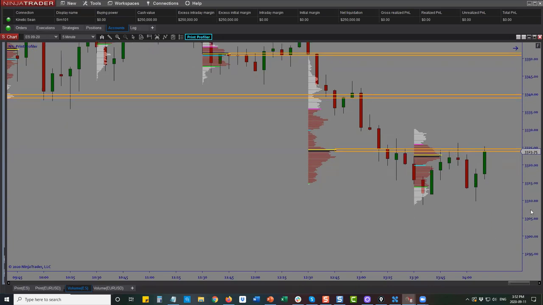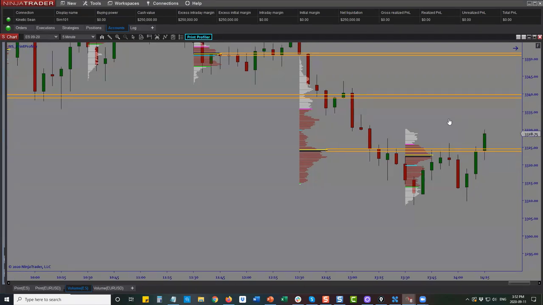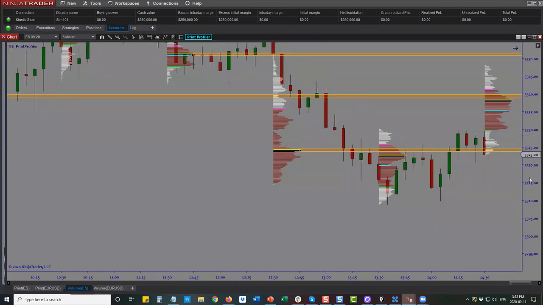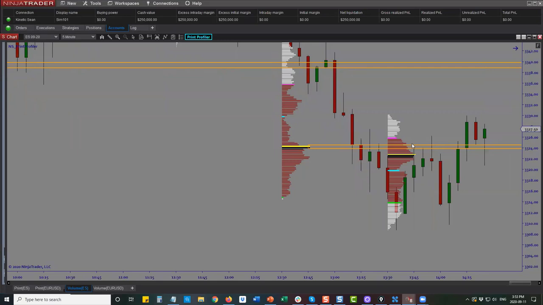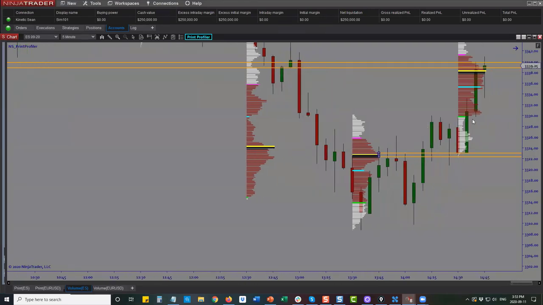bit about this because we've really kind of nailed into some great concepts. But this is an example of volume analysis on a profile auction. Okay, so take a look here. What happened when we came back to the next auction? This was the point of control. Remember when we got above it? Did it not act as support?